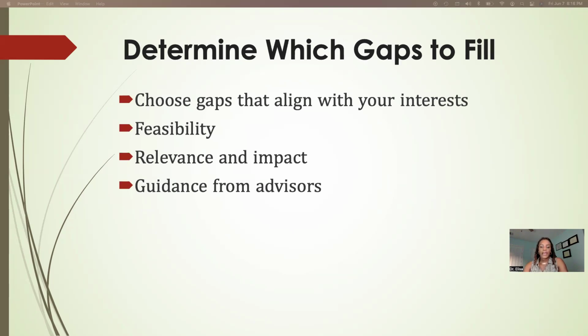So step 4 in the process is determining which gaps you should aim to fill. So here's the strategy to help you decide. You want to choose a gap that aligns with your personal interests and your academic strengths. So passion for the project will really sustain your motivation throughout the research process.